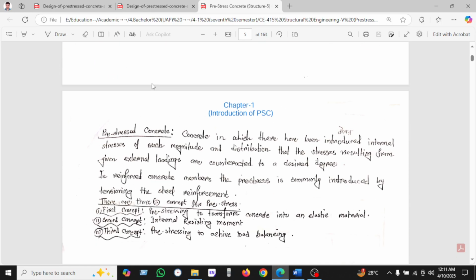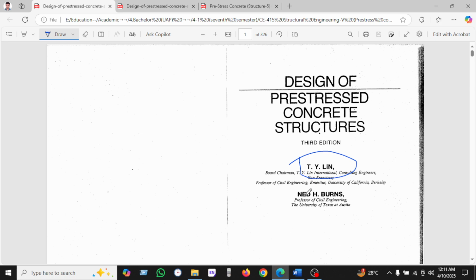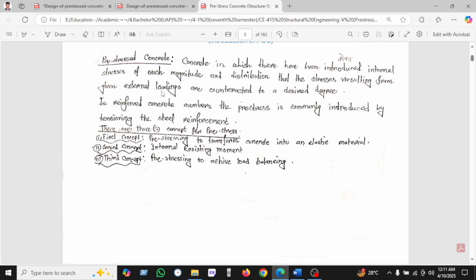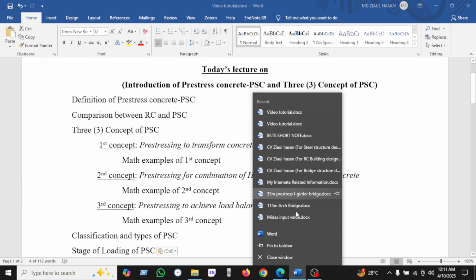I will follow this book, Design of Prestressed Concrete Structures, third edition, by T.Y. Lin. This is the reference. Okay, so let's start with the definition at first.